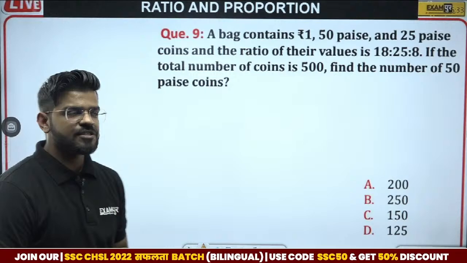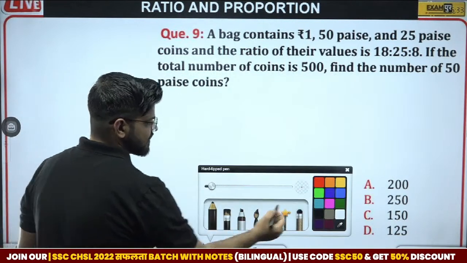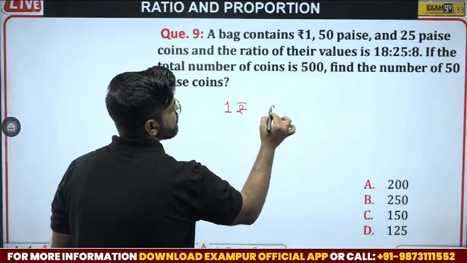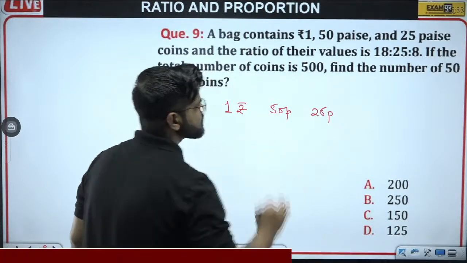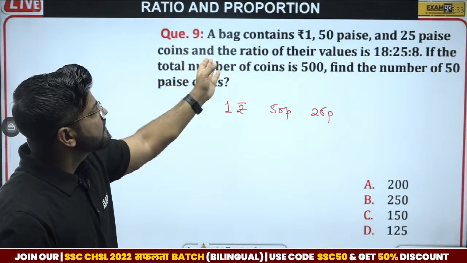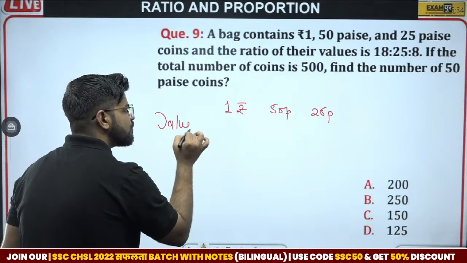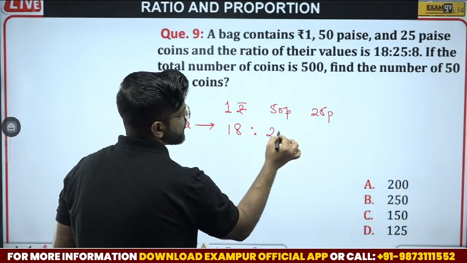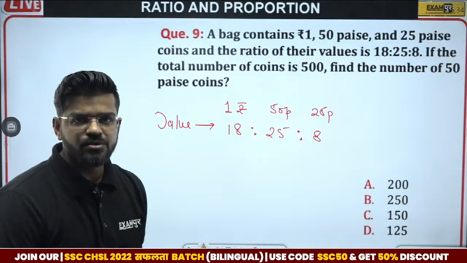Just give me the answer of this question. It is a very common question asked by the SSC in past years also. 1 rupee, 50 paisa and 25 paisa coins and the ratio of their values. Now we have the value ratio. What is it? 18:25:8, right?